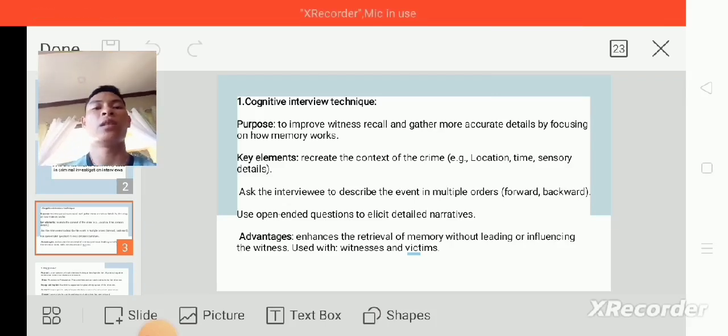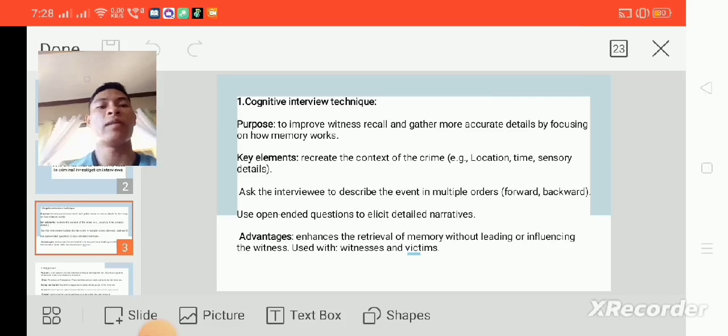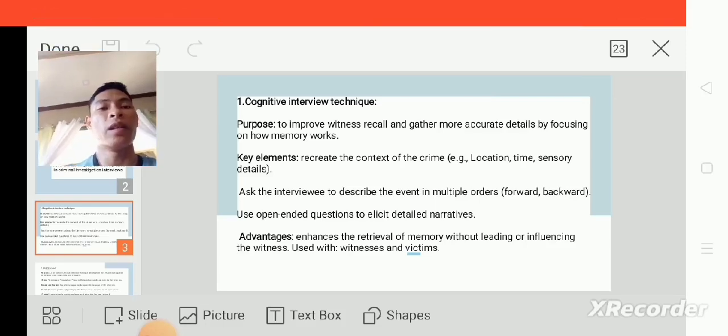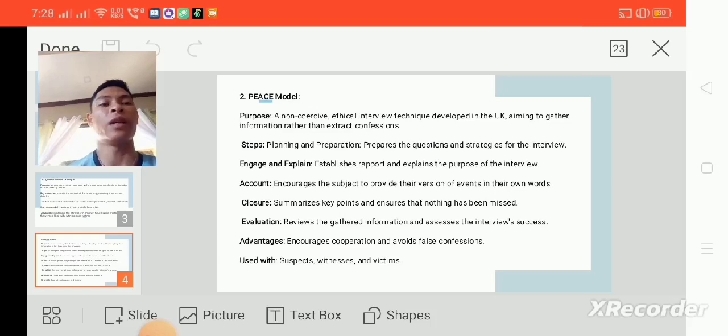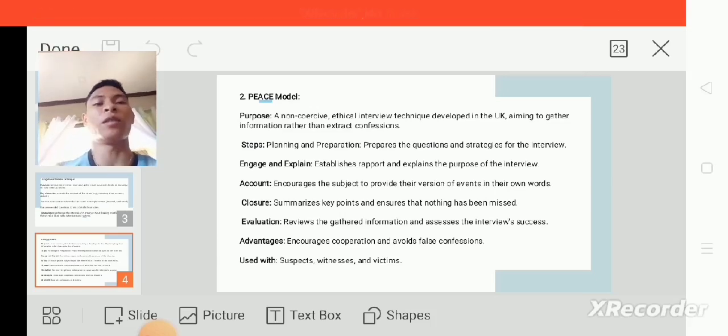The advantage is it enhances the retrieval of memory without leading or influencing the witness. Used with witnesses and victims. Now we proceed to the PACE model. The purpose: a non-coercive, ethical interview technique developed in the UK, aiming to gather information rather than extract conclusions.